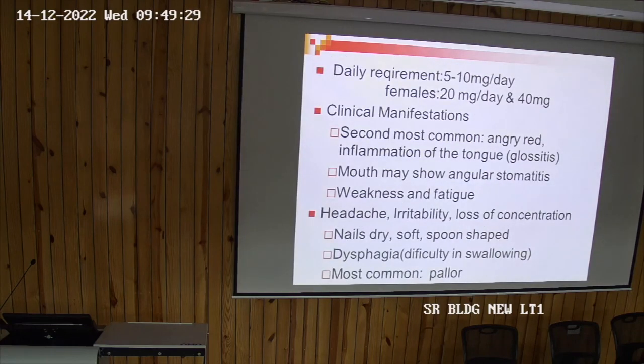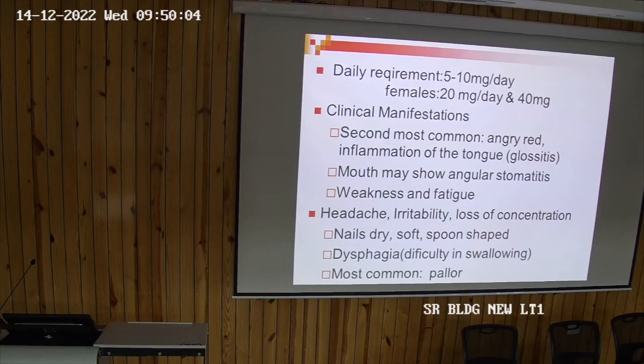Daily requirement in a male person is 5 to 10 mg, of which only 10% is getting utilized. So this is the requirement, and out of this only 10% will be utilized for hemoglobin synthesis. In an adult female it is 20, but during pregnancy and lactation the requirement increases to double. Clear?